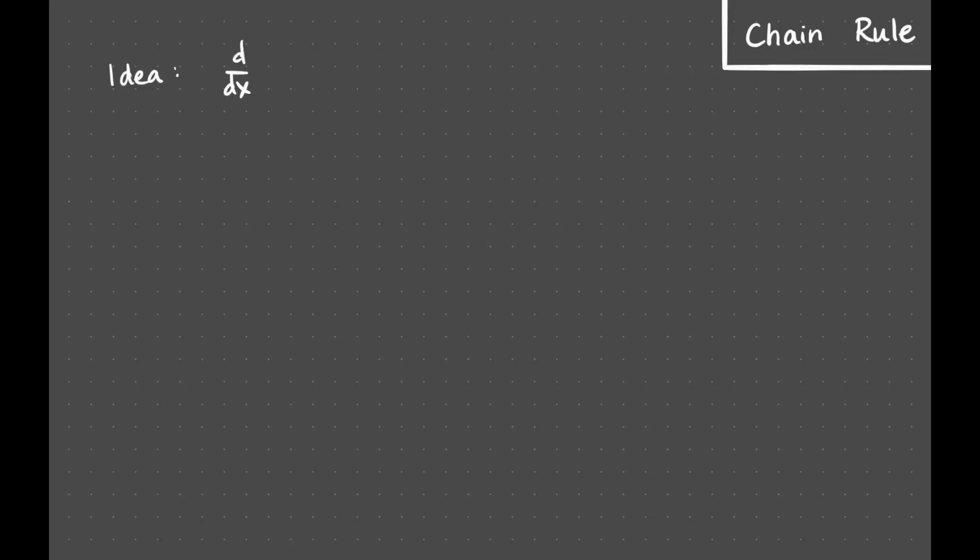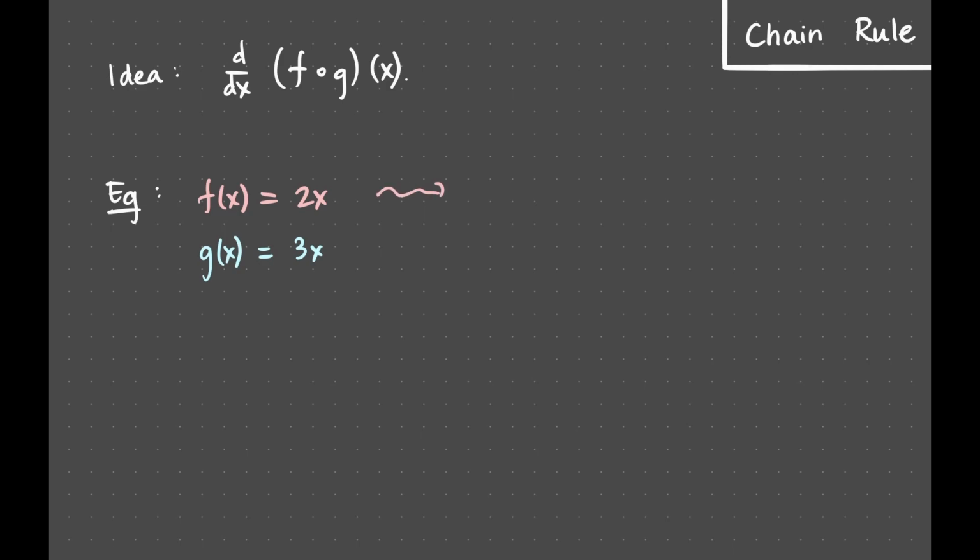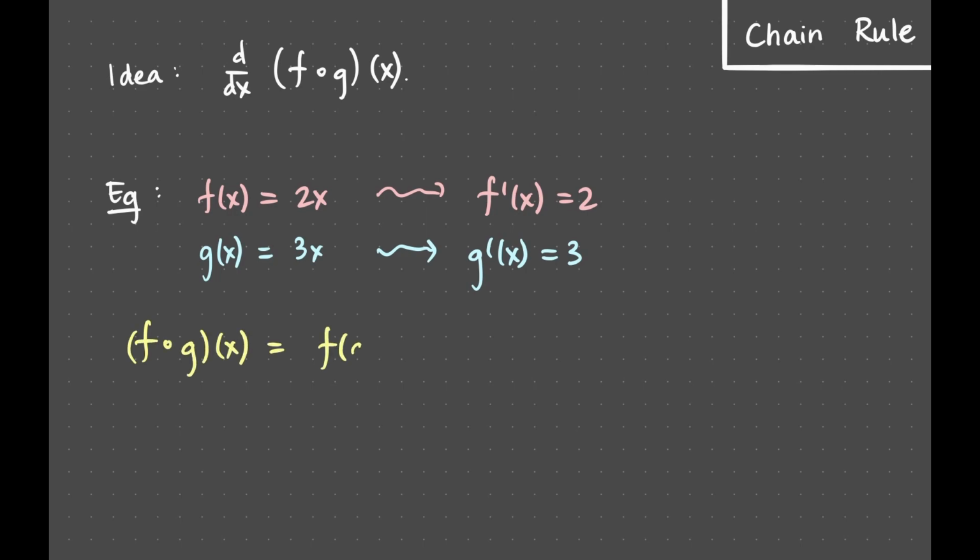Chain rule describes a rule for computing the derivative of a composition. Let's start with a relatively simple example. Suppose that f of x is 2x and g of x is 3x. Then the derivatives of f and g we know. They're just given by f prime of x equals 2 and g prime of x equals 3. But what about the derivative of their composition?